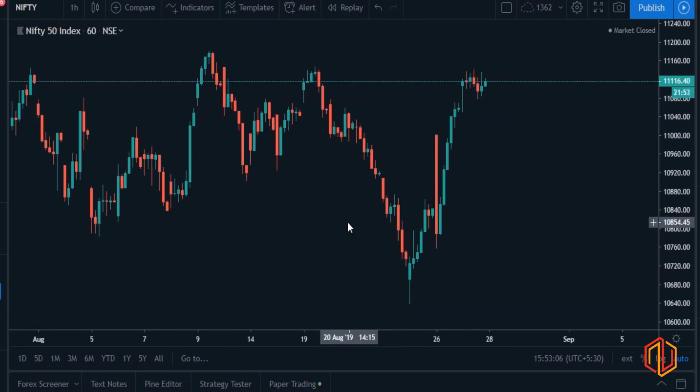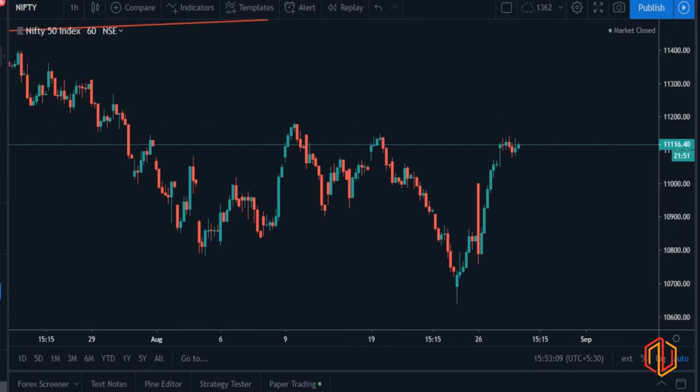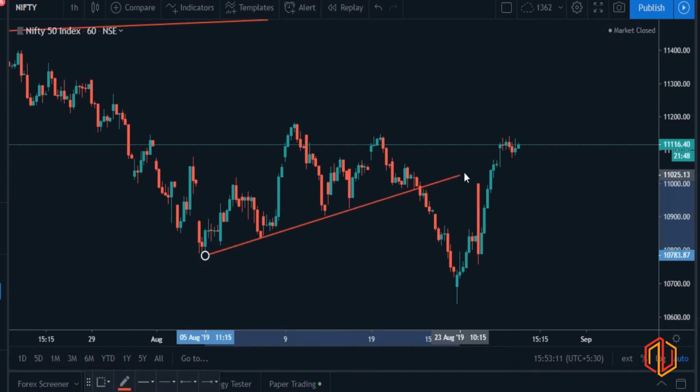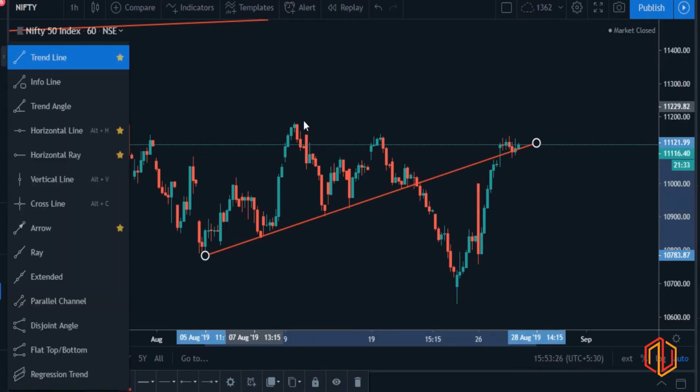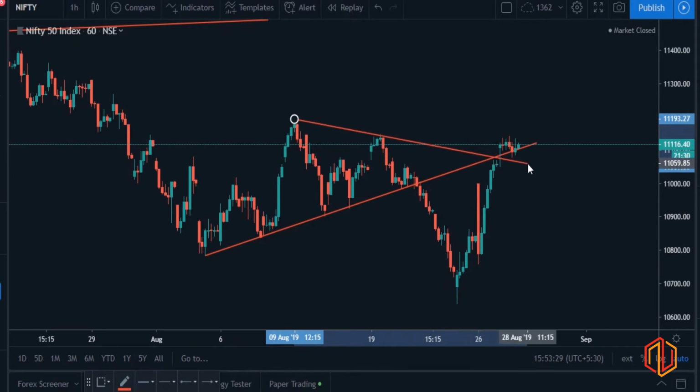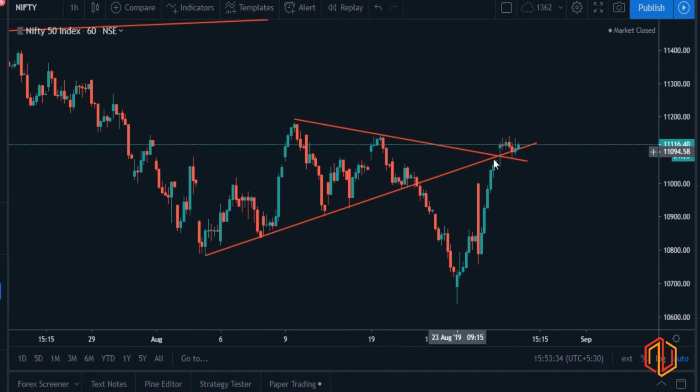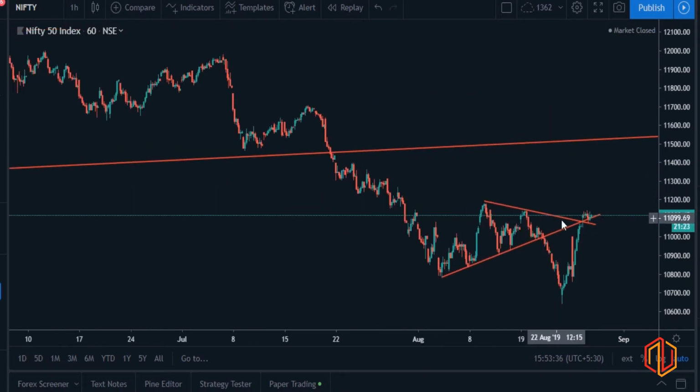Okay, let's see what happens on the hourly chart. This is a nearby support which was broken. Currently we see the price did a breakout and a pullback, and now it is above this particular support. Also, we have these highs, so we have a triangle here, a symmetrical triangle, and the price action is right in between.